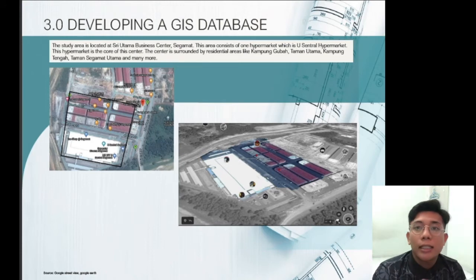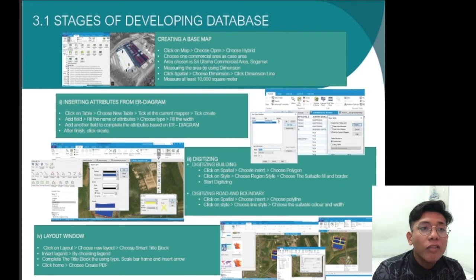The next page is 3.1, stages of developing the database. The first is creating a base map. The second is inserting attributes from the ER diagram. The third is digitizing, and the fourth is the layout window.